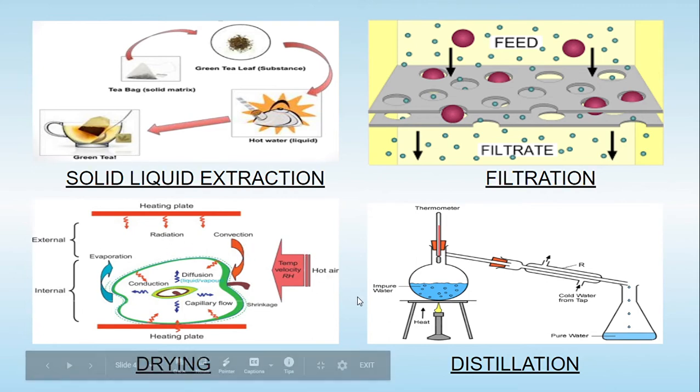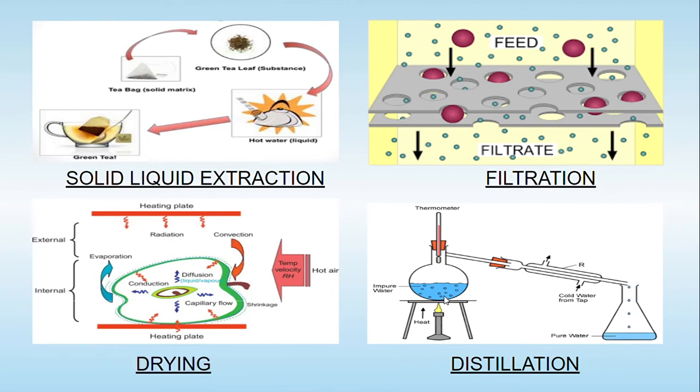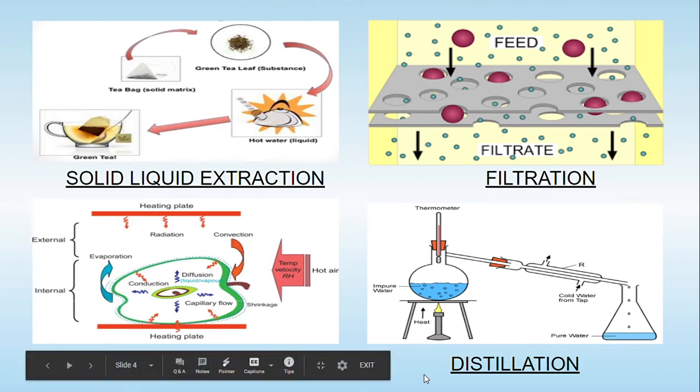Another unit operation is called distillation. Distillation is a process by which impure water is converted into pure water by just boiling it. When we boil it, it is converted into water vapor, which on condensation gives pure water that is free from any salts or anything.